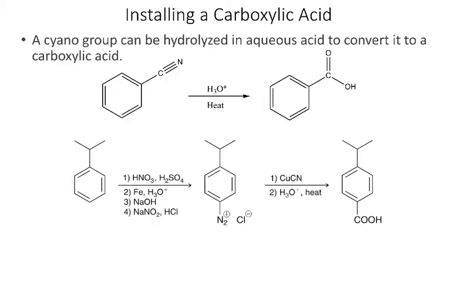Another thing that we can do if we have a cyano group is these compounds are easily hydrolyzed to be converted into carboxylic acids. So all I need to do is take this benzene ring with the cyano group, react it with acid and heat it up, and that will convert it into a carboxylic acid. We did learn another way to make carboxylic acids on benzene rings. This involves material from both chapters 17 and 18.